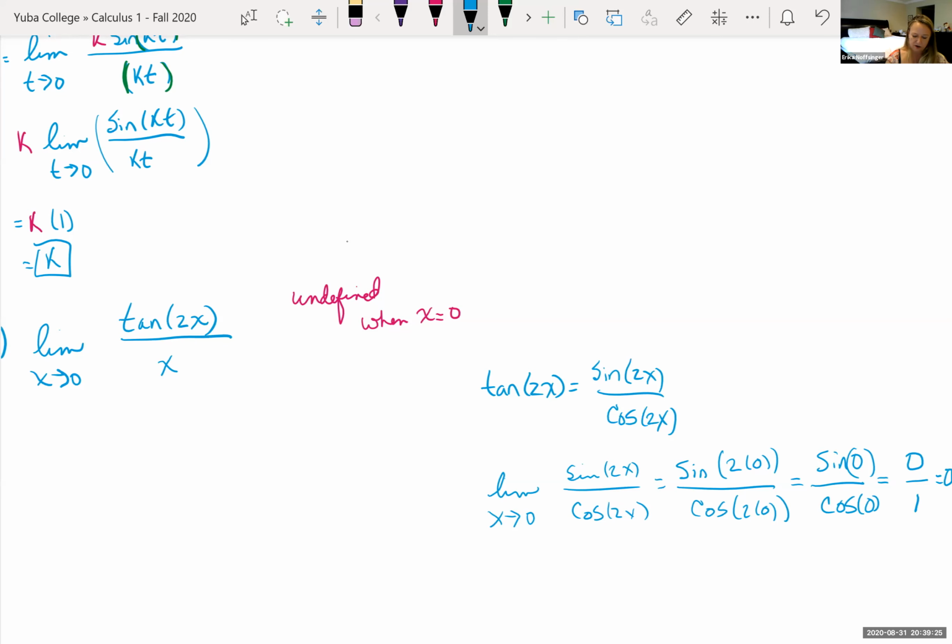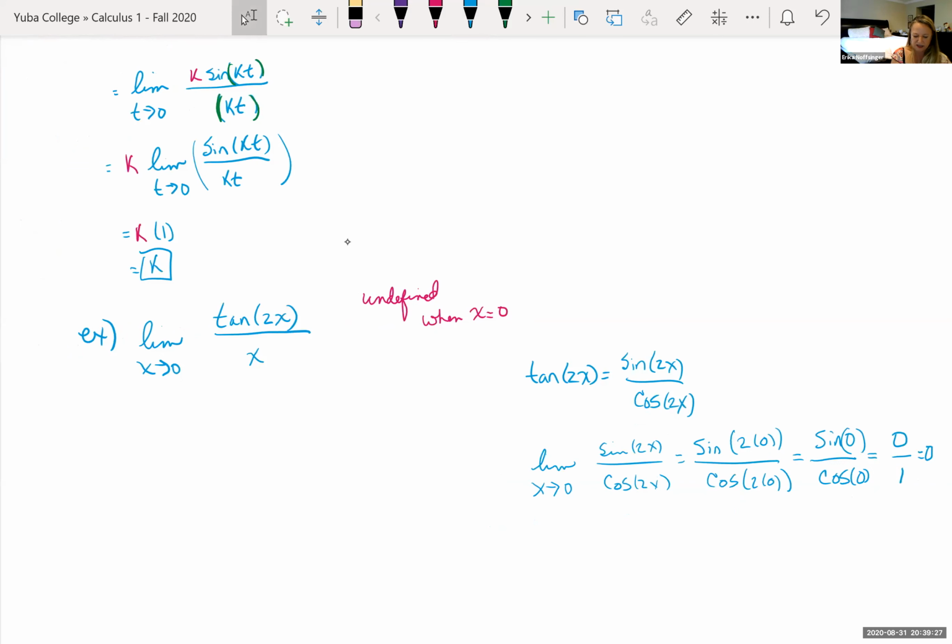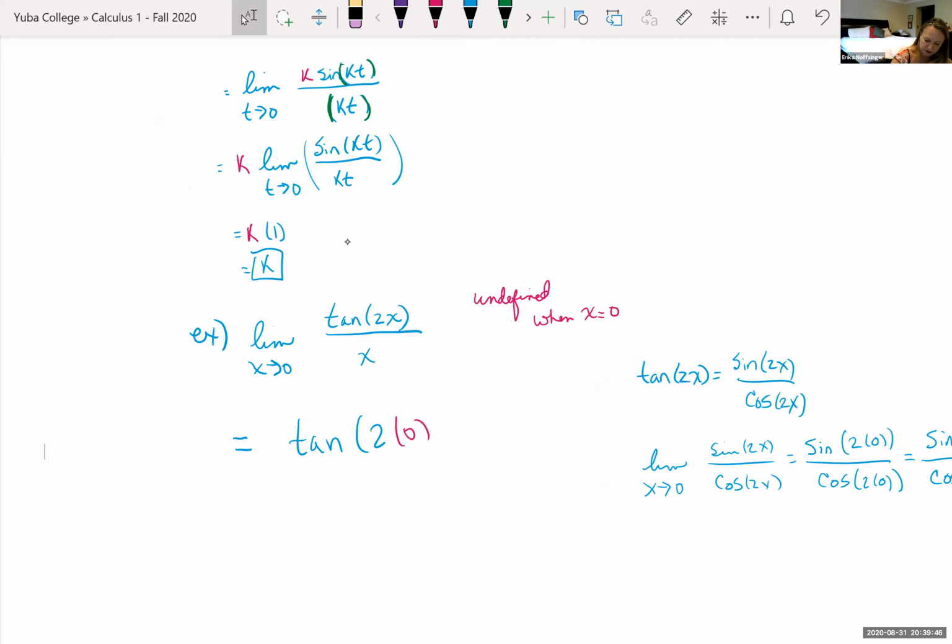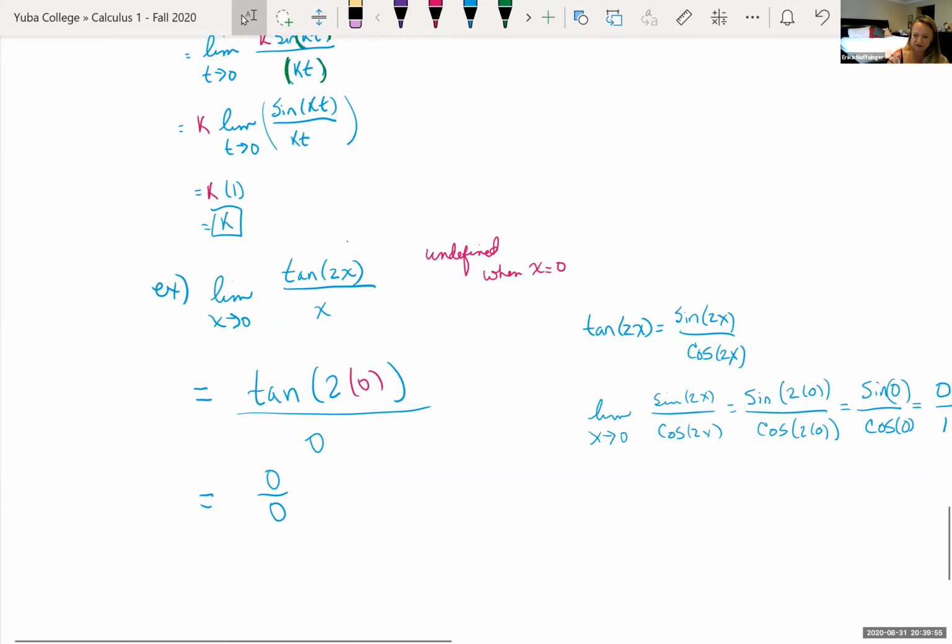So I just want to show that it was undefined where we're taking the limit because of this x in the denominator. And if we went back in and plugged in 0 wherever we saw an x, I got the tangent of 2 times 0, which we just showed was 0, all over 0. So this is 0 over 0, which is an indeterminate form. So we've got to go back and manipulate.